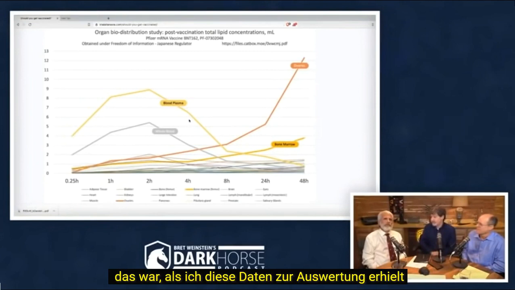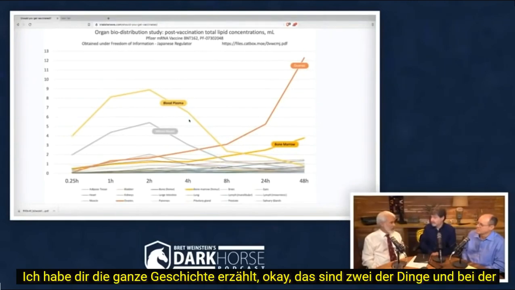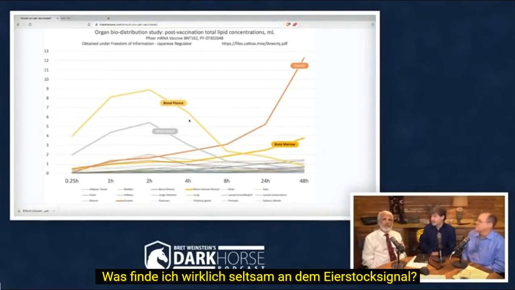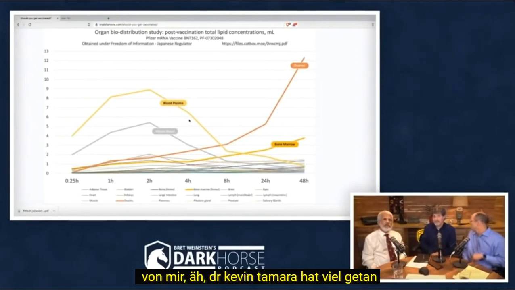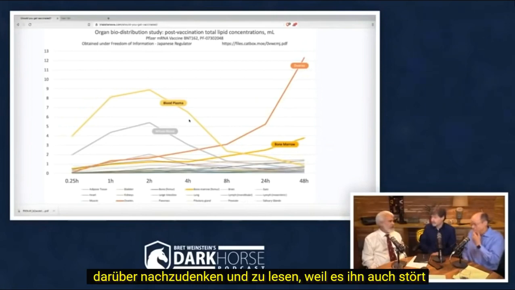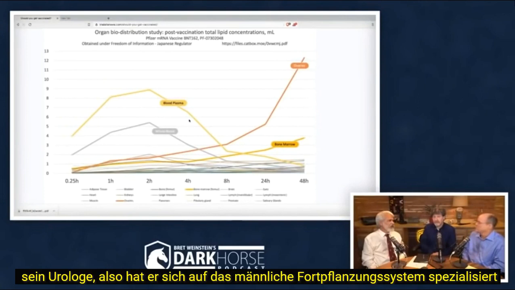It was when I received these data to evaluate. I gave you that whole story. Those are two of the things. And by the way, what's really odd to me about the ovarian signal is there's no signal in the testis. It's very low. And a colleague of mine, Dr. Kevin Tamara, has done a lot of thinking and reading about that because it bothers him too. He's a urologist, so he kind of specializes in the male reproductive system.